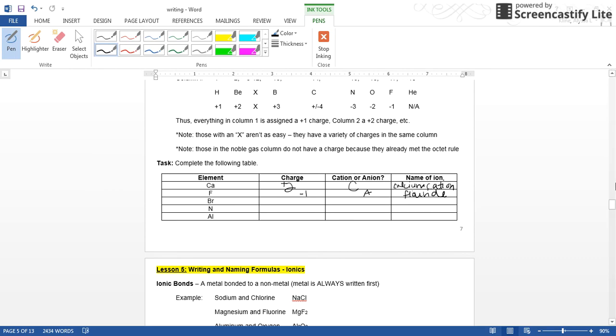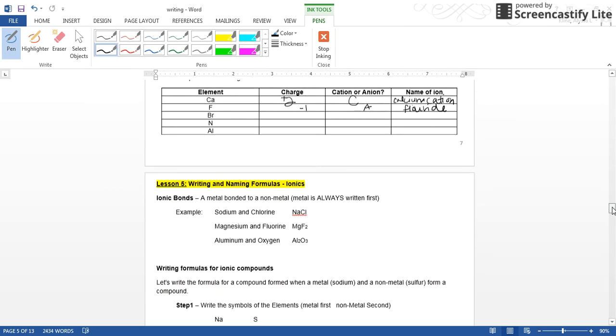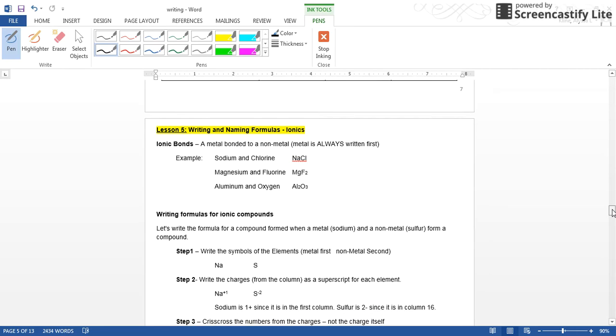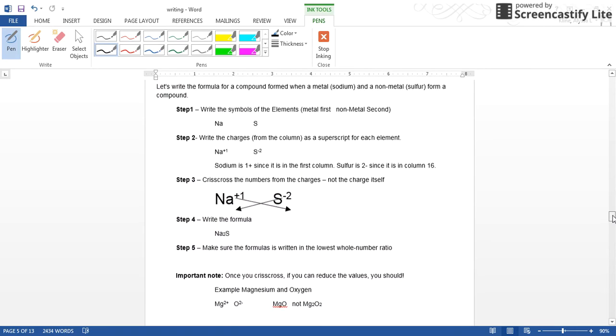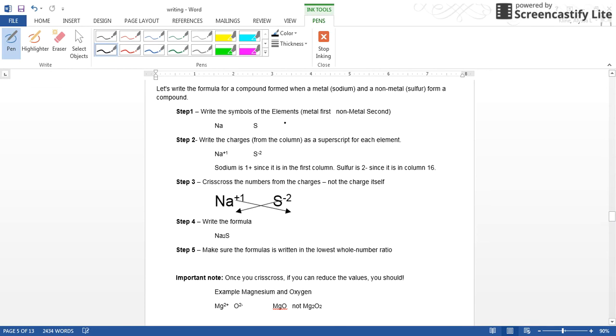All right, so now we're going to apply these ions into naming them and writing their formulas. In order to write their formulas, we're going to follow some steps. The first thing you're going to do is write the symbols of the elements that you want. Metal always goes first, then the non-metal second. Write the charges from their column as a superscript, so +1 and -2. You're going to crisscross them and bring them down. Since there's a 1 here, it's going to come after the sulfur. It's implied right here. The sulfur's -2 is going to come down. It's going to be Na2S, okay?